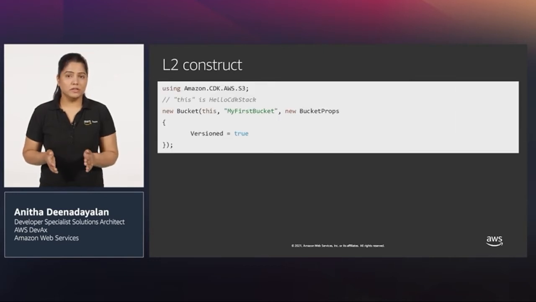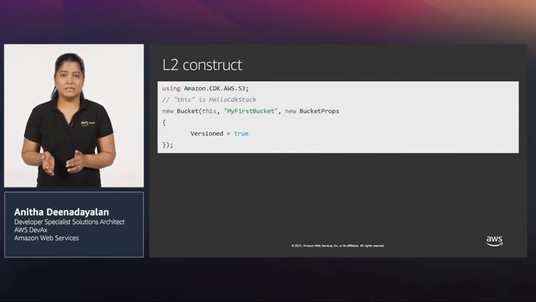This is the level 2 construct, and as you can see, I only have to provide the bucket name to create the bucket. For example, the s3.Bucket class represents an Amazon S3 bucket with additional properties and methods such as bucket.addLifecycleRule, which adds a lifecycle rule to the bucket.